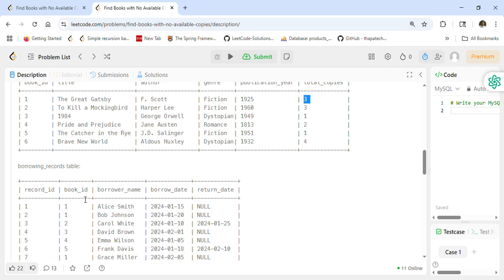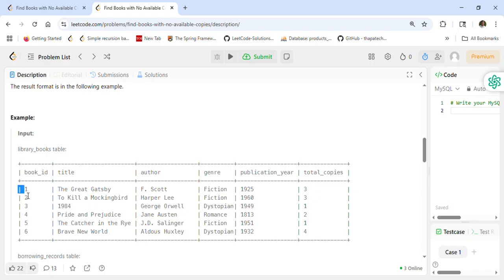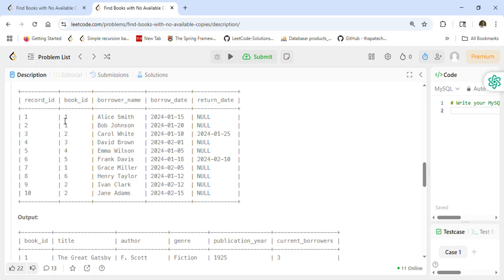For example, the first book is The Great Gatsby. It has 3 copies. You will see here book ID 1, 1 and 1, so it got borrowed 3 times, and the return date is null for all of them. It means that all the copies are gone. They are not available, correct? That is the kind of book we want to find out.